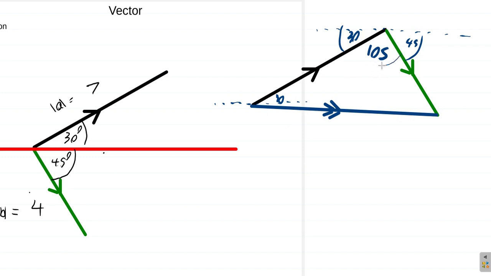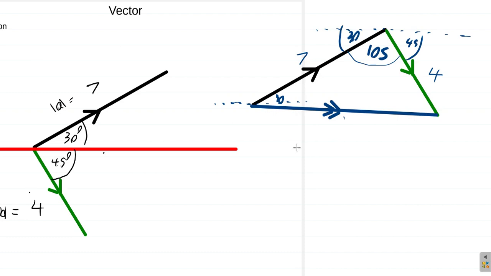So, how will I deal with a case like this now? You know, this is 7 and this is 4. So here now, you can use what they call, what they call it again? The cosine rule. And calculate the magnitude of this, as well as the angle. Right?